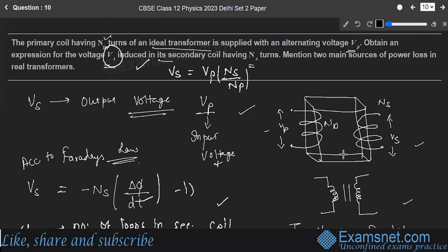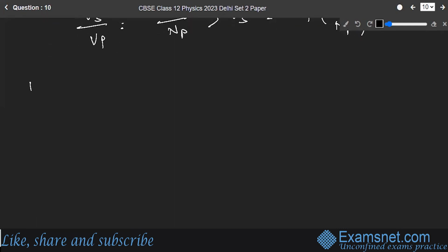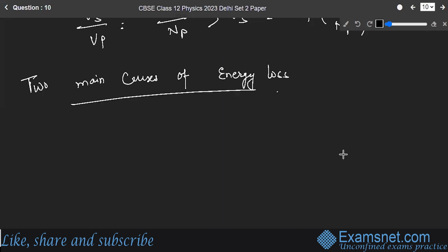Right. Now the second part. You have to mention two main sources of power loss in real transformers. So two main causes of energy loss. Number 1, heat loss due to copper. It is the heat energy loss across the resistance of the copper winding used in the primary and the secondary coil. Number 2, hysteresis loss.